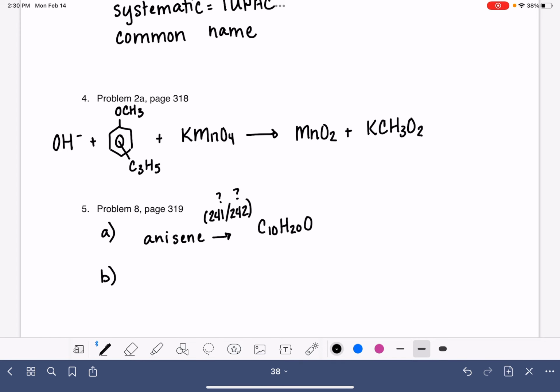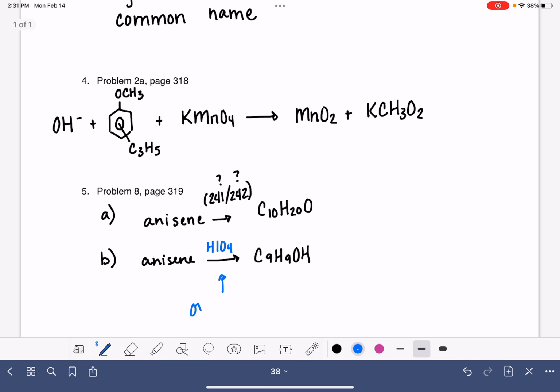And then in part B, it is saying anisine undergoes a reaction with periodic acid. So that is HIO4. And it's telling you the product of this reaction is C9H9OH. So this is a really interesting one because HIO4 is not a reagent that is in your textbook. But it is a pretty common reagent, even though it's not in your textbook.